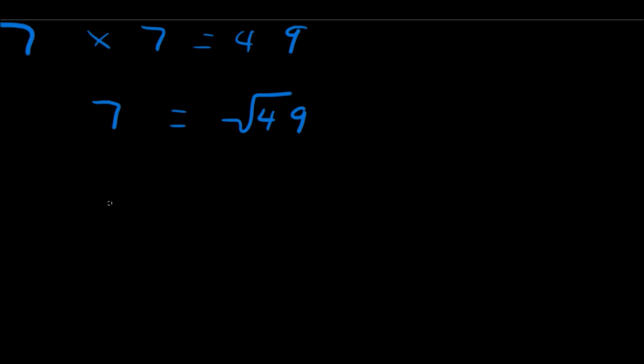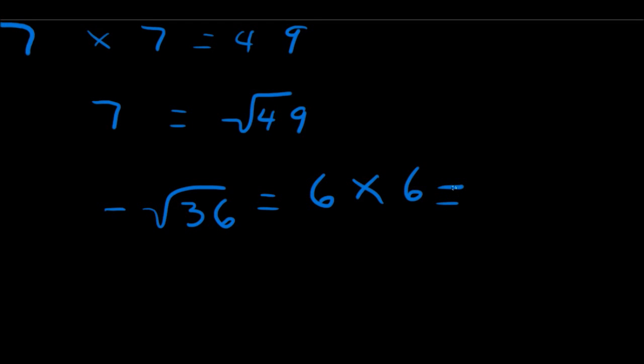So next problem is going to be negative square root of 36. What number times what number is going to equal 36? So 6 times 6 equals 36, but because there is a negative, it becomes a negative 6.